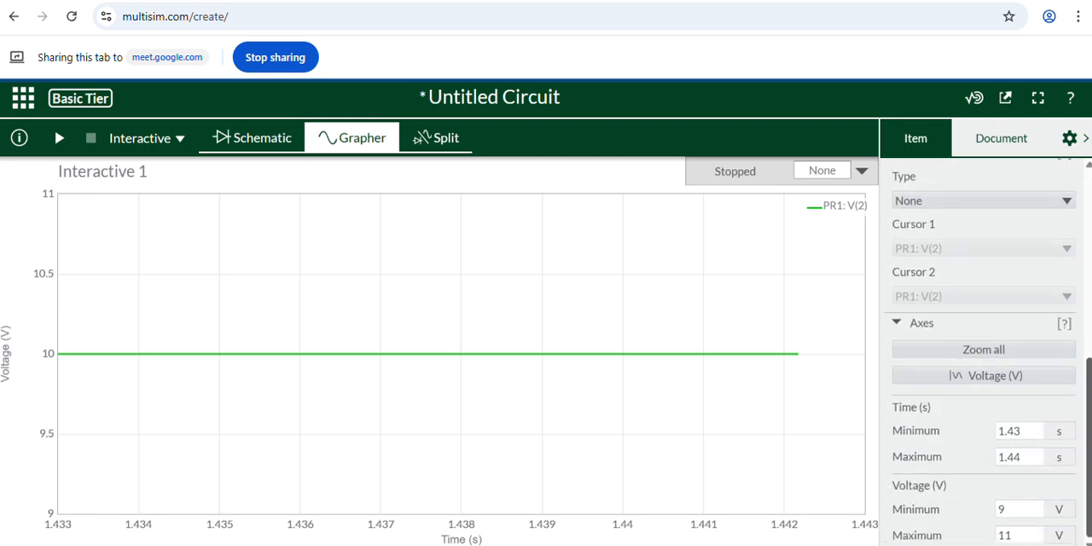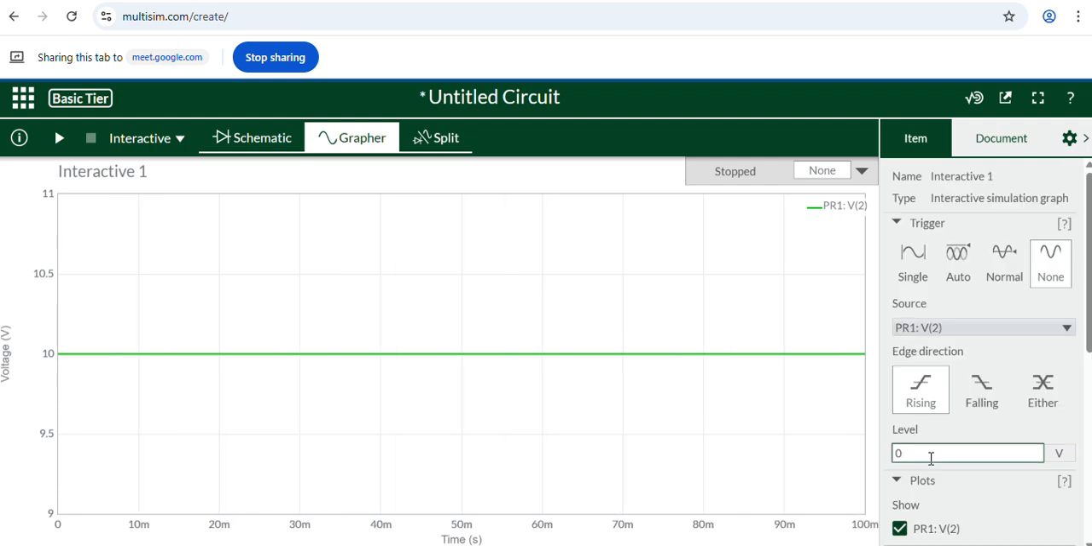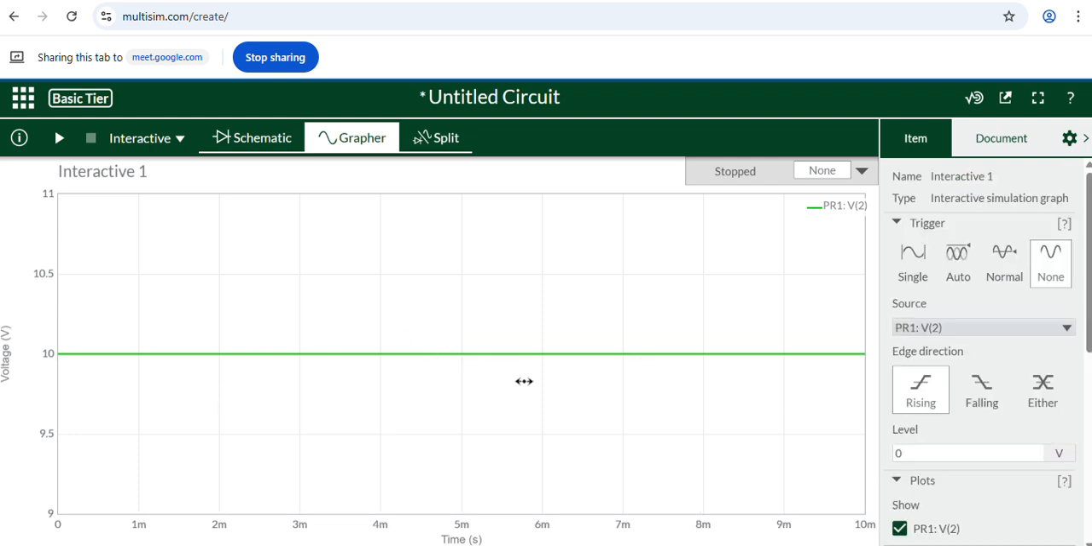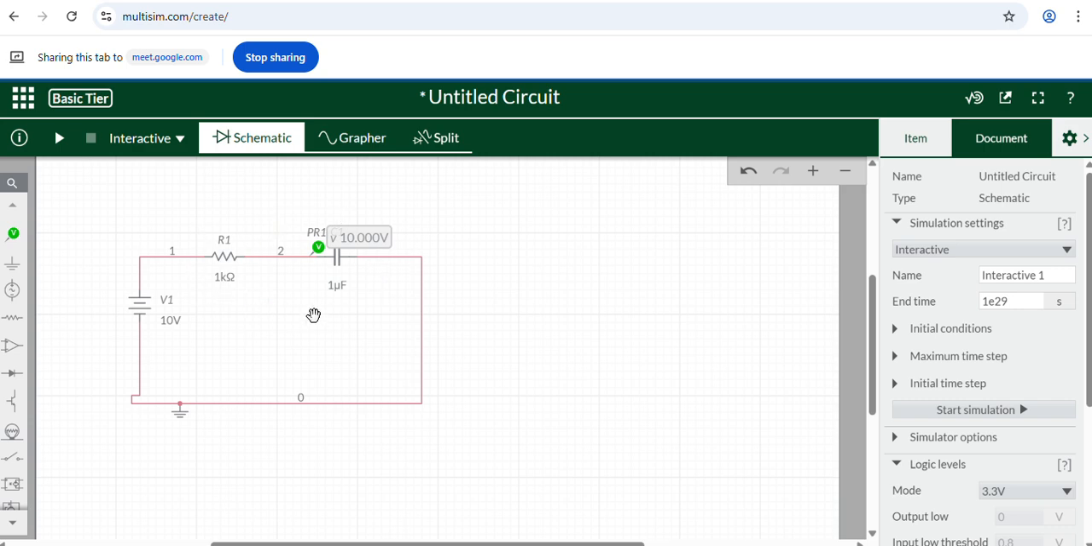Now let's change the time. Let's say minimum time is 0 and maximum time that we want to see is suppose 0.1 or 0.01. But we are not going to see any exponential curve of charging over here. So the solution is very simple. Let's change the values. With these values, what will be the time constant, by the way? Can anyone tell? With these values, what will be the time constant tau?